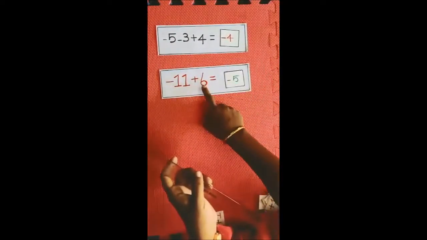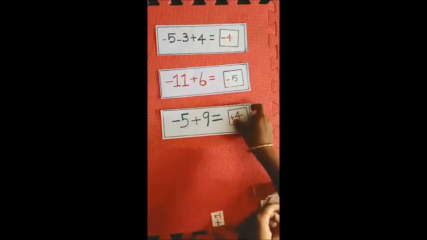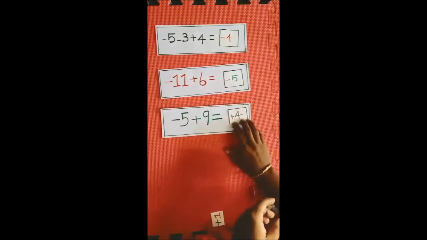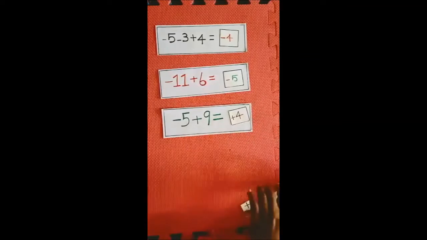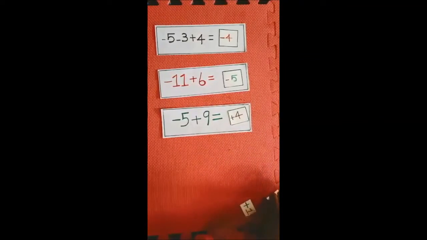Also minus 11 plus 6 equal to minus 5, and minus 5 plus 9 equal to plus 4. I hope you have understood how to add integers by using minus 1s and plus 1s clearly.